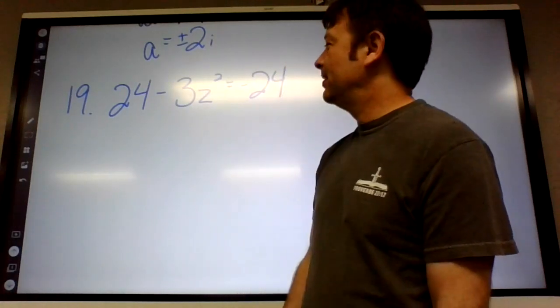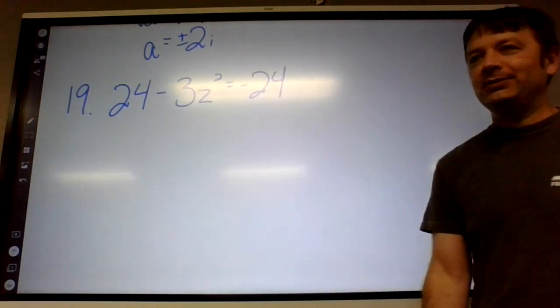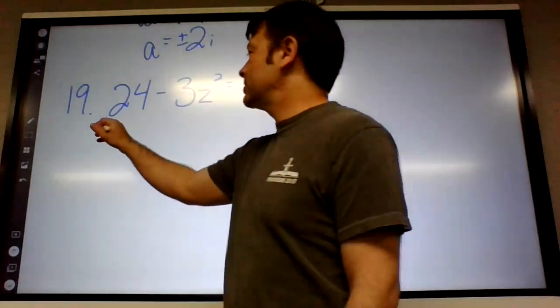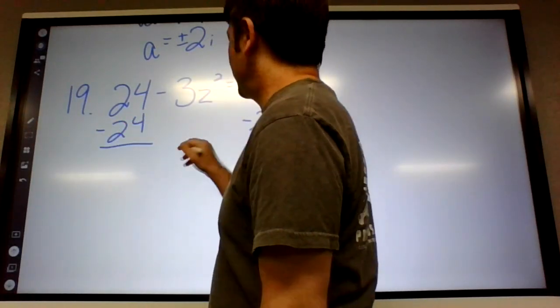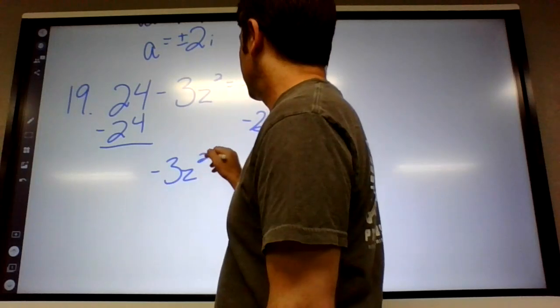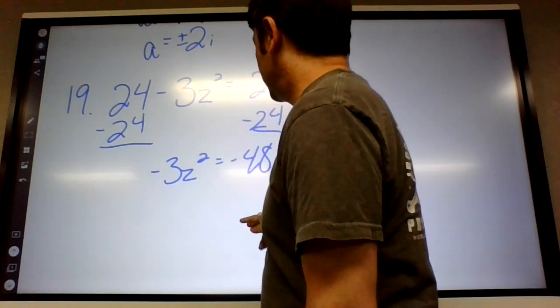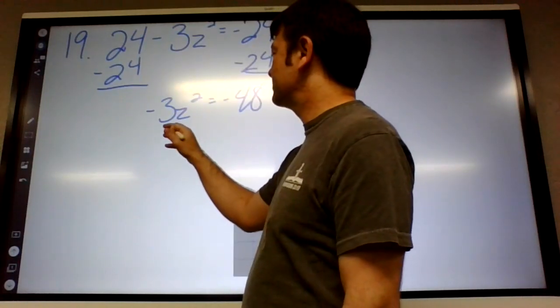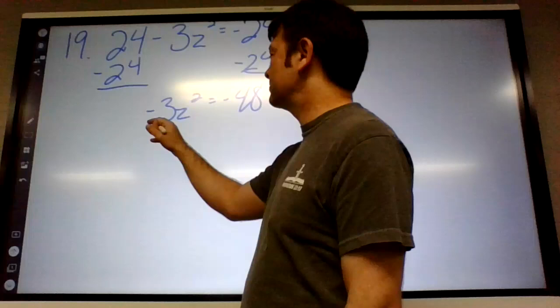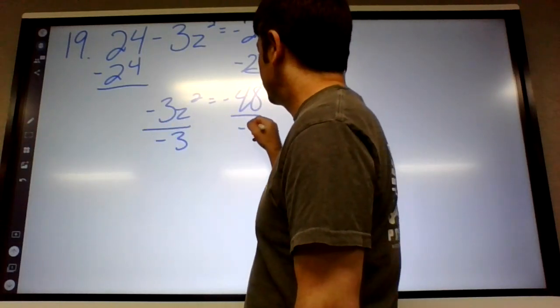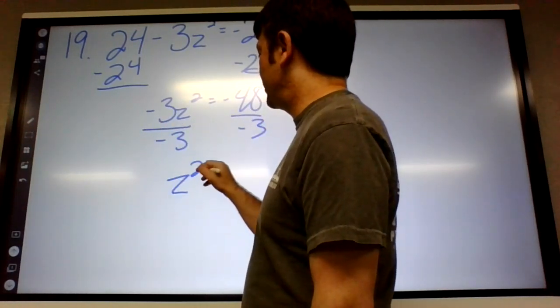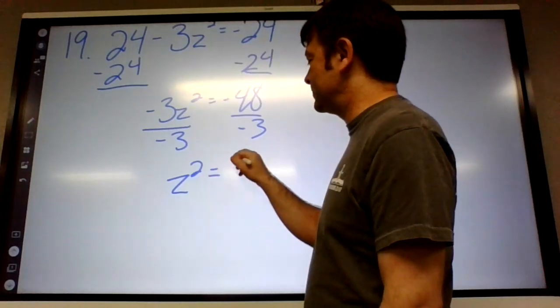That was not bad. What should we do first on 19? Subtract 24. Right. You get Z squared by itself. If I subtract 24, get that. Now what? Divide by negative 3. So negative 48 divided by negative 3 is positive 16.